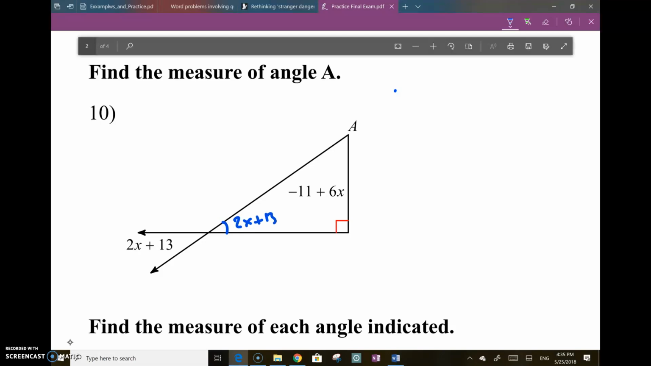And then the sum of all the interior angles of a triangle is 180. So you could say 2x plus 13 minus 11 plus 6x plus 90. All this is equal to 180, and then you can solve it.